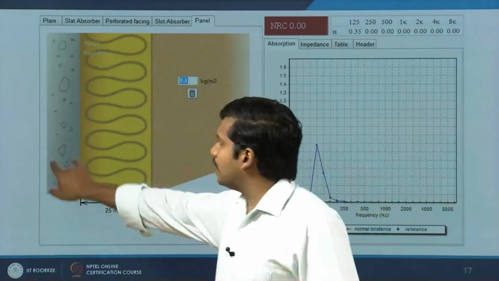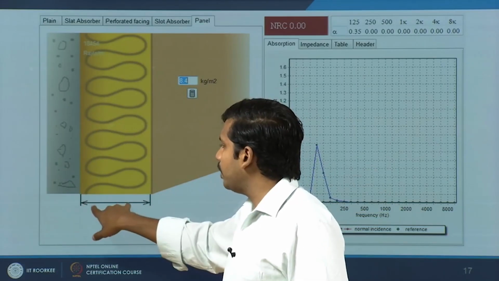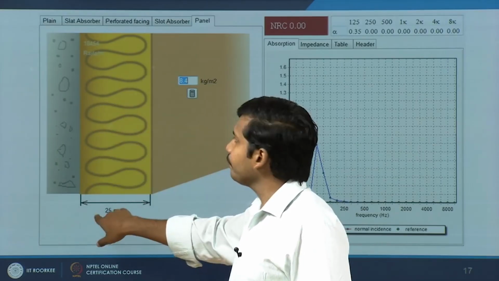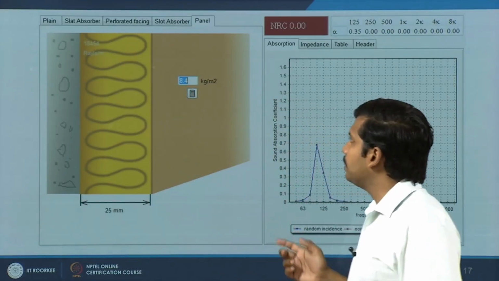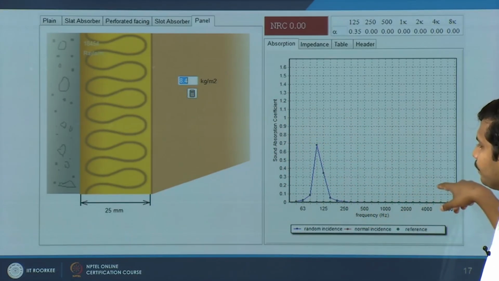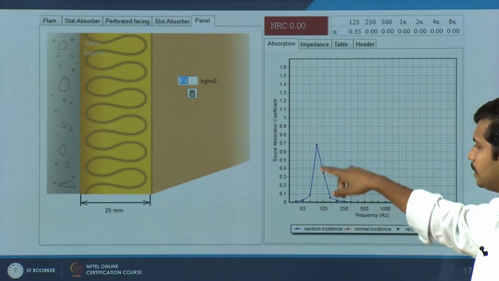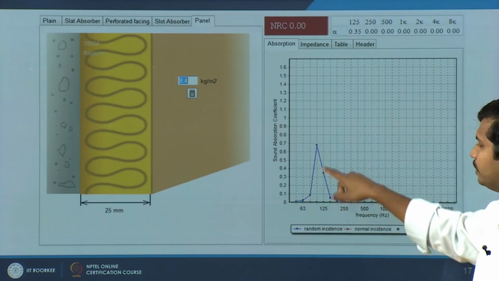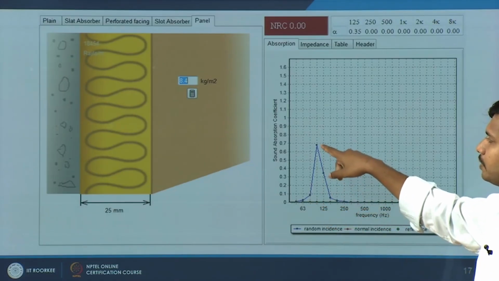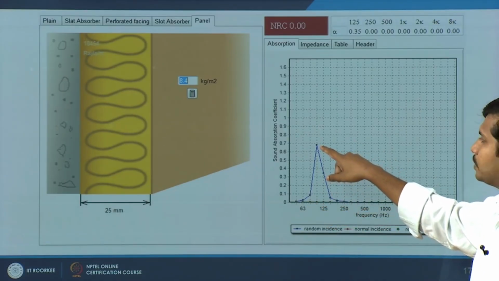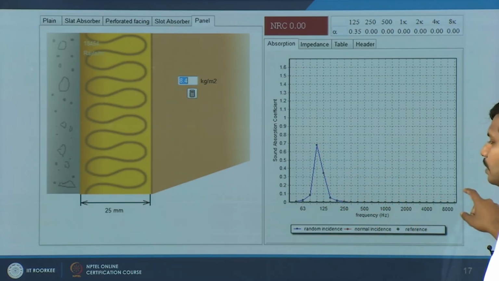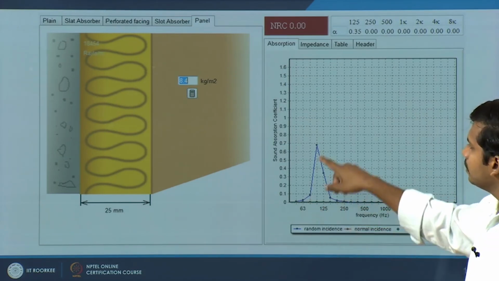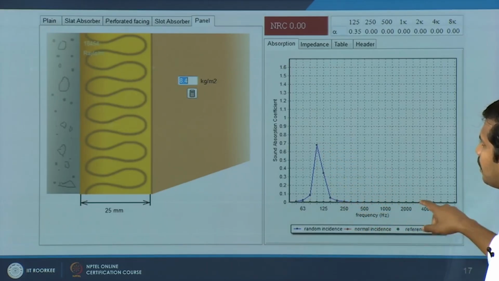Let us take an example, you have a solid wall, you are mounting 25 mm thick glass wool, then you have a plywood panel which is 8.4 kg per meter square. Typically you get a sharp absorption around 100 hertz or close to 125 hertz, of around 0.7 alpha or absorption coefficient of 0.7, but after that all the alpha values are almost 0. You get very good absorption in this part, after that it is dropping down.